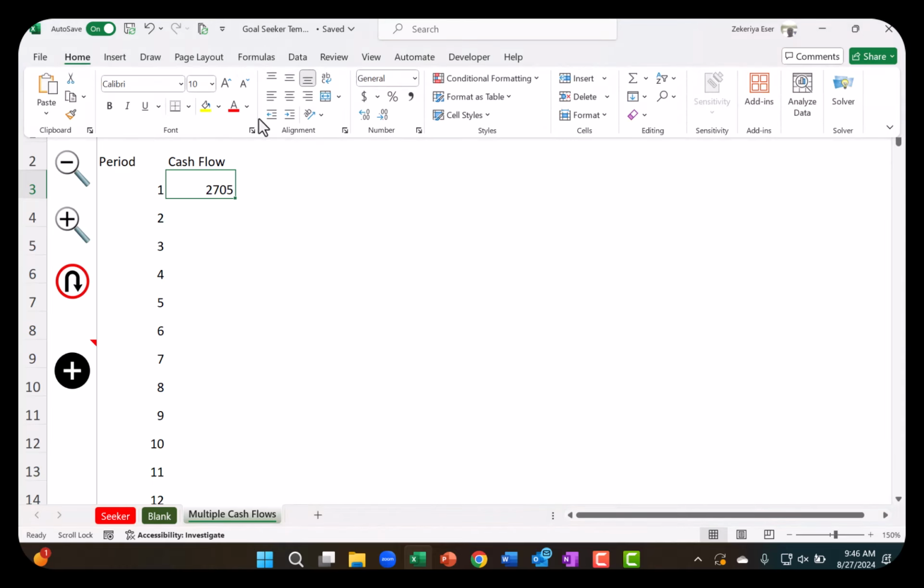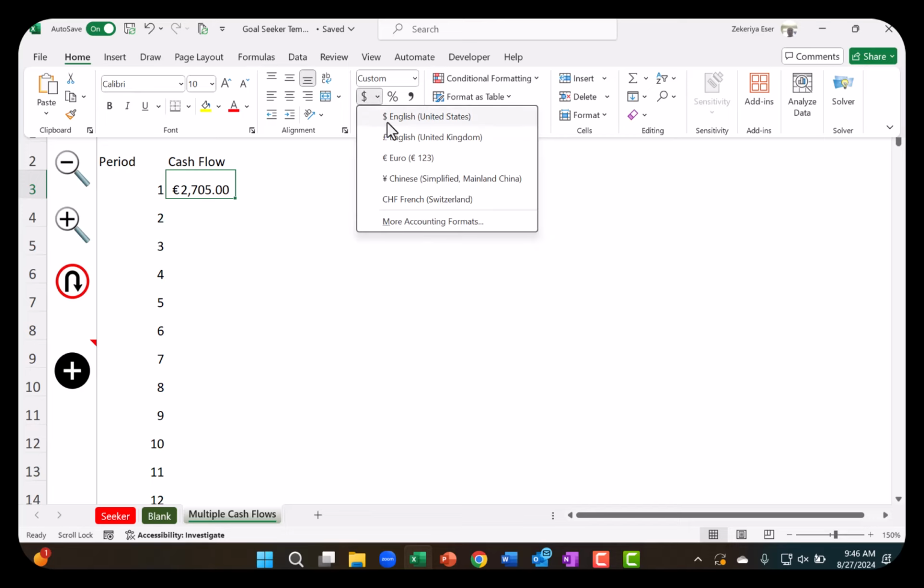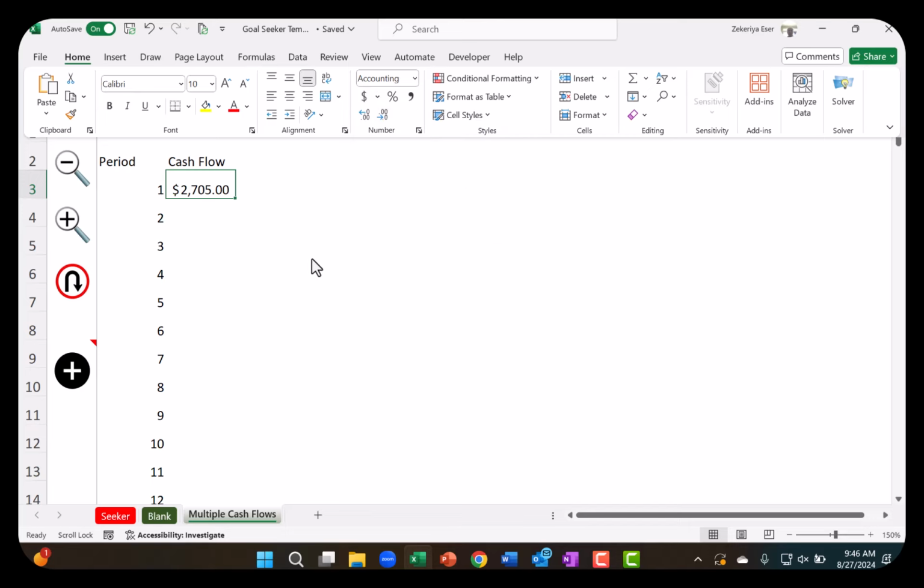I'm going to also format this as dollar. My computer, for some reason, makes this euro, but let's pick explicitly dollar.